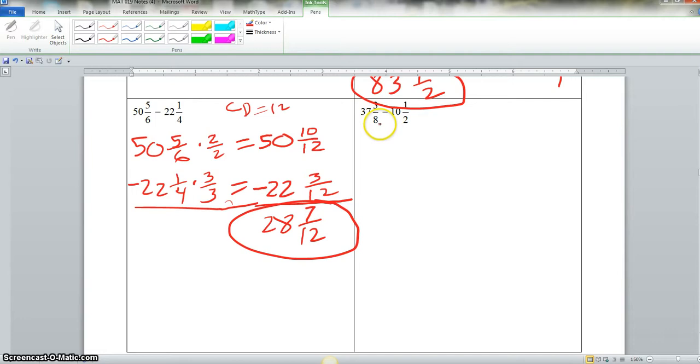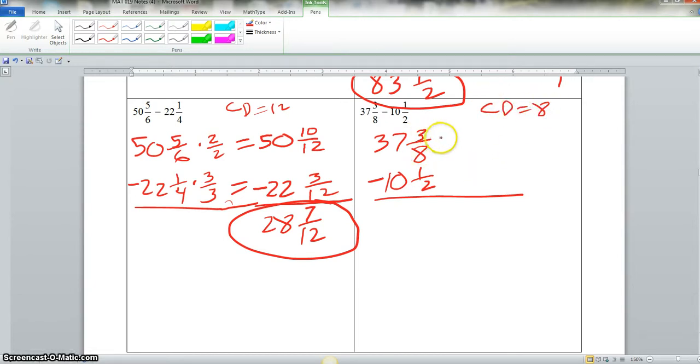Okay, now we come to our next problem. We had 37 3/8 minus 10 1/2. Now again, we have to find a common denominator. Common denominator of 8 and 2, the common denominator would be 8.